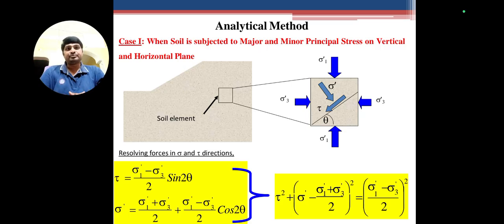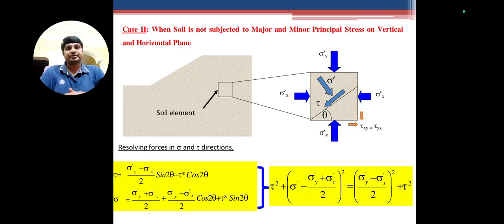Case 1: when the soil is subjected to major and minor principal stresses on vertical and horizontal planes. By analyzing this case, we find that shear stress tau is equal to (sigma 1 dash minus sigma 3 dash) divided by 2 into sine 2 theta. Sigma dash is equal to (sigma 1 dash plus sigma 3 dash) divided by 2 plus (sigma 1 dash minus sigma 3 dash) divided by 2 into cos 2 theta. Here theta is the angle of the plane, tau is the shear stress, and sigma is the normal stress.